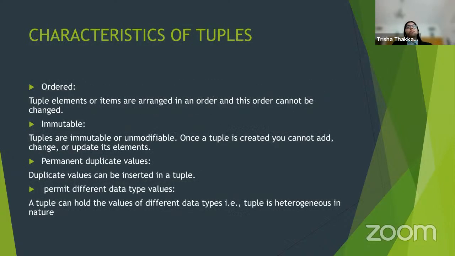The characteristics of tuples. They are ordered. Tuple elements or items are arranged in an order, and this order cannot be changed. They are immutable. Tuples are immutable or unmodifiable, and once you create a tuple, there is no way that you can add, change, or update its elements. Duplicate values can be inserted in tuples, and tuples are heterogeneous in nature. This means that a tuple can hold values of different data types.